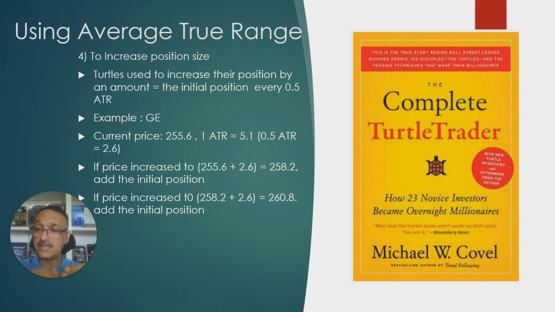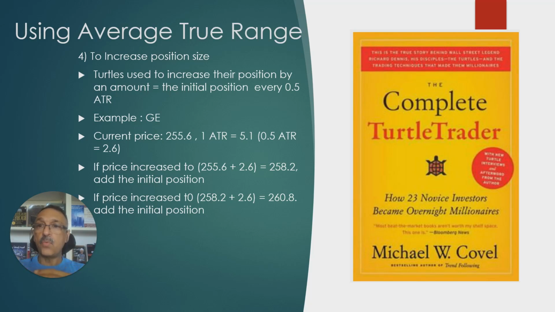So they decided to do an experiment. They hired 23 beginners and gave them the same system that they were trading. And guess what? All of the 23 beginners had the same result as these two guys were achieving. So they found out that trading can be taught. Very nice story. And these are called the turtles. They became some of the best traders in Wall Street.